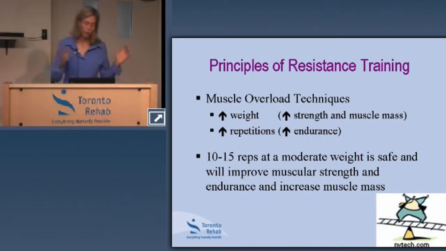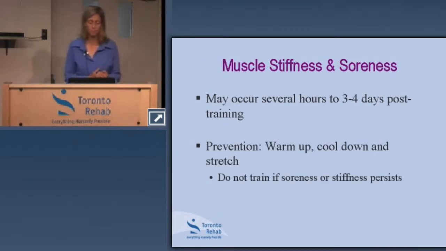So from the research that we've done and research others have done, we know that 10 to 15 repetitions at a moderate weight is safe and will improve both muscular strength and muscular endurance. You'll also have an increase in muscle mass, which, as I've mentioned before, is very important.